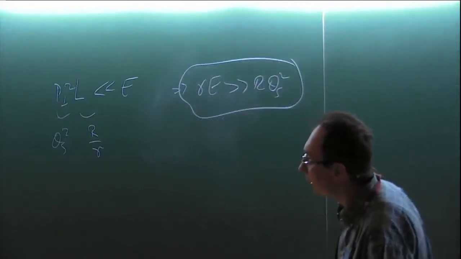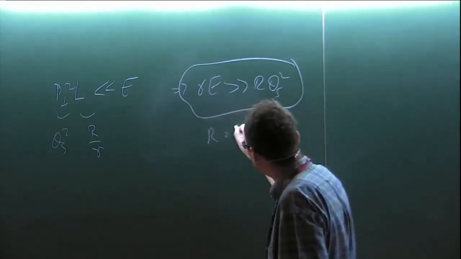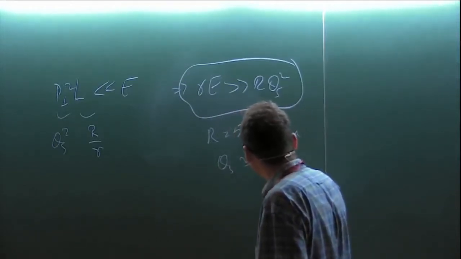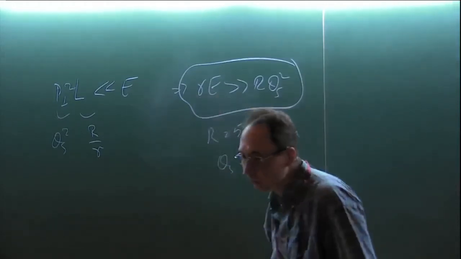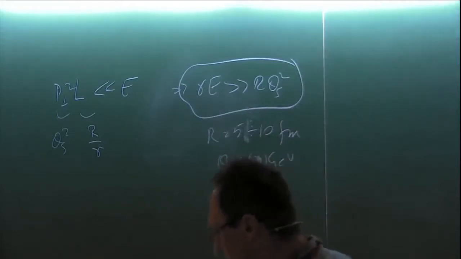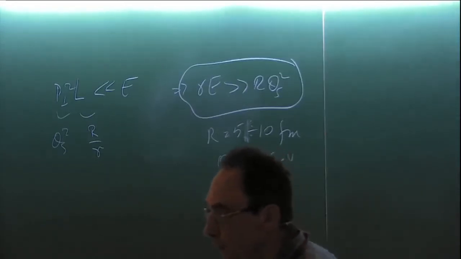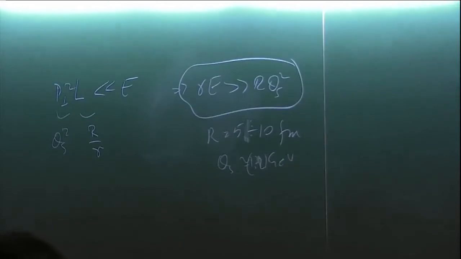And now, if we use typical values for the nuclear radius, R is 5 to 10 Fermi. Q sat is about 1 to 2 GeV. And the energy gamma E is the same as the center of mass energy at the LHC, in the rest frame, which is about 10 to the power 6 GeV. It's 10 to the power 3 in the center of mass frame, but 10 to the power 6 in the rest frame. So this inequality is very well satisfied, as you can see. So with very high accuracy, the eikonal approximation is a quality approximation.